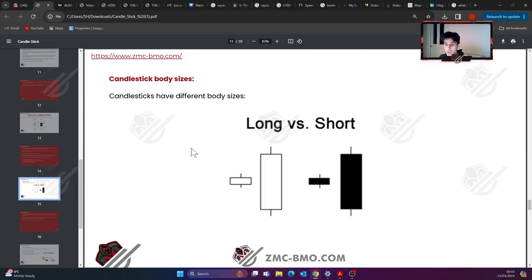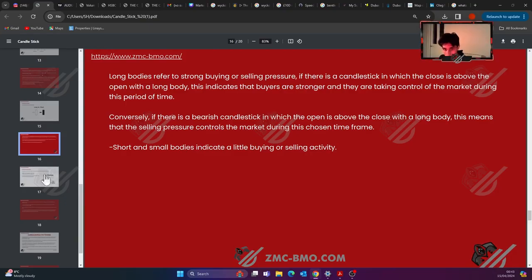And long versus short. Again, you may have different sizes, different shapes of candlesticks, but the majority we do go through in here. Long bodies refer to strong buying or selling pressure. If there's a candlestick in which the close is above the open with a long body, this indicates that buyers are stronger and they're taking control of the market during that period of time. Vice versa, if there's a bearish candlestick in which the open is above the close with a long body, this means that the selling pressure controls the market during the chosen time frame.